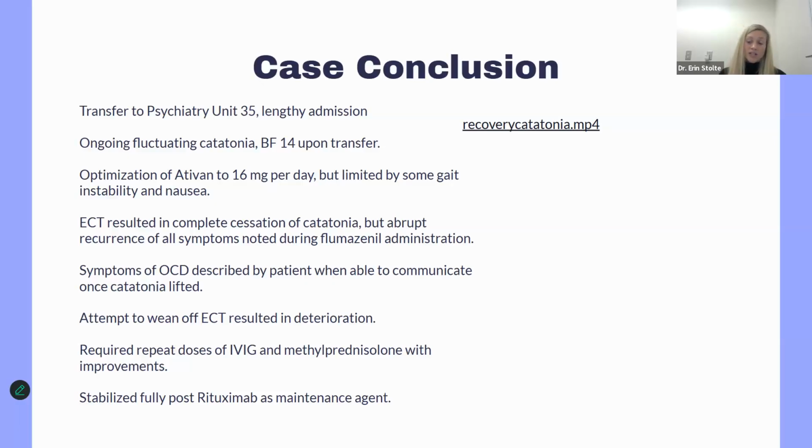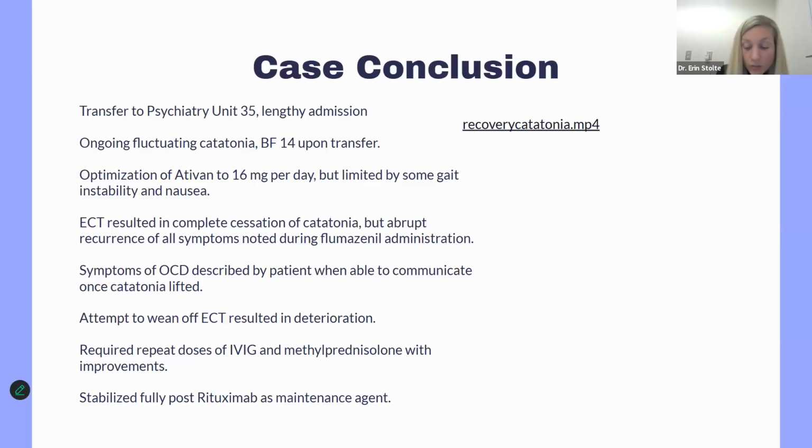It also coincided, unfortunately, around the time that we suspected that the IVIG and methylprednisone, which had been given in the Stollery empirically out of the concern for a possible autoimmune encephalitis, had been wearing off. So around, I think, between weeks 4 to 6 after this, he started to deteriorate again, and he did require repeat doses of IVIG and methylprednisone with very prominent improvements after this.